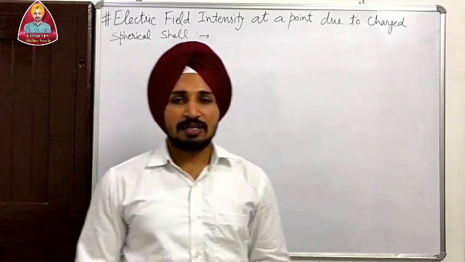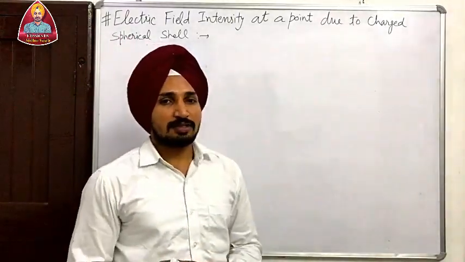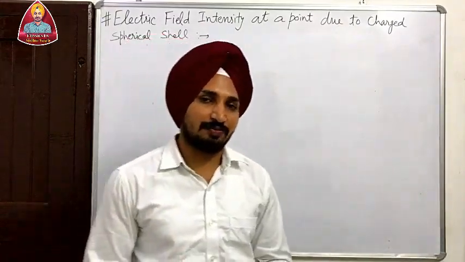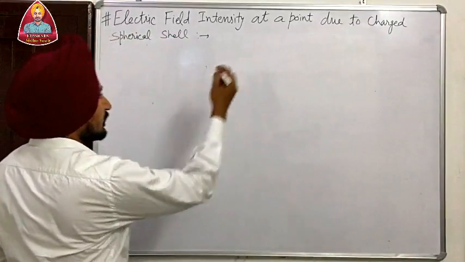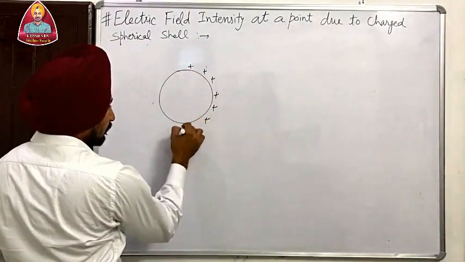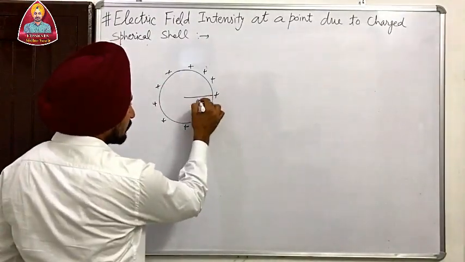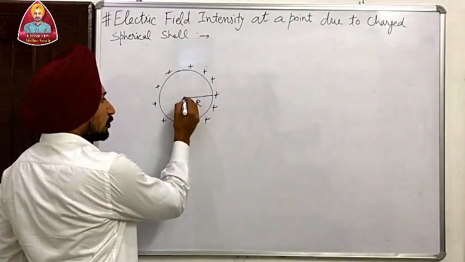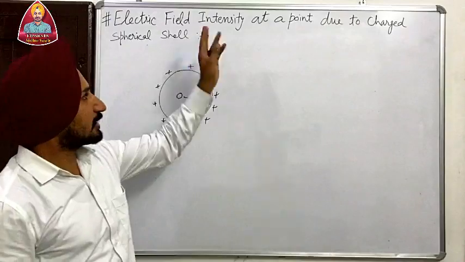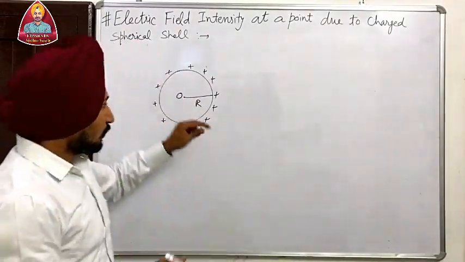In this topic, we have to discuss the different points where we can find the electric field intensity due to a spherical charged shell. Let us consider a spherical shell of radius capital R. Let O be its center. We have to find the electric field intensity at different points due to this charged spherical shell.